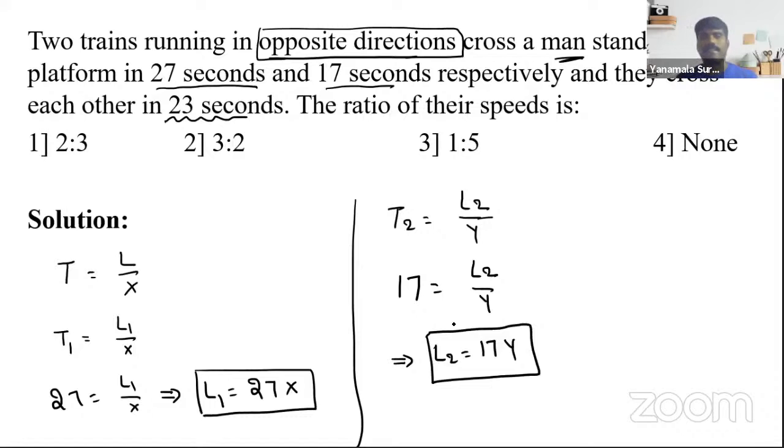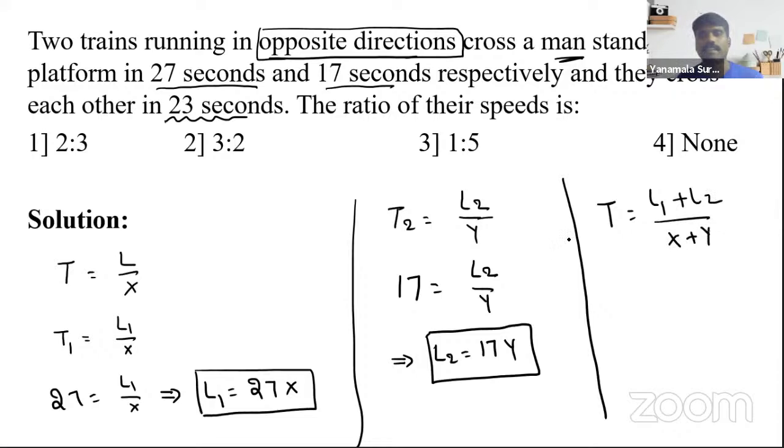Here, done. First case and second case is completed. I mean to say that first train and second train completed. Now coming to the third part. Okay, they cross each other running in opposite direction. Now T equal to (L1 plus L2) divided by (X plus y). Now what is T they had given?